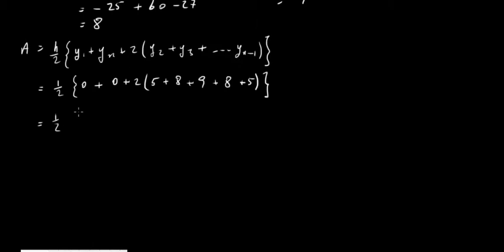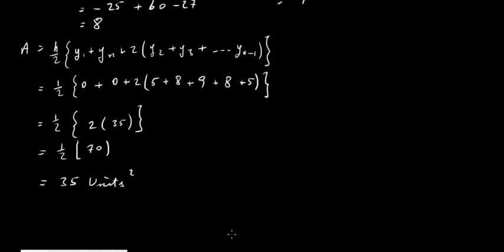So it's going to be half of, let's see, we've got 8 and 5, that's 13, plus 9, 22, plus 8, sorry, that's 8 and 5, 12, 22, that's 30, 35, yeah, 35. So here we've got half of 70, let me just do that properly, half of 70, which is 35, and we weren't told what the units are, so we'll just write down units squared. Okay, so that's the area under the curve using the trapezoidal rule.